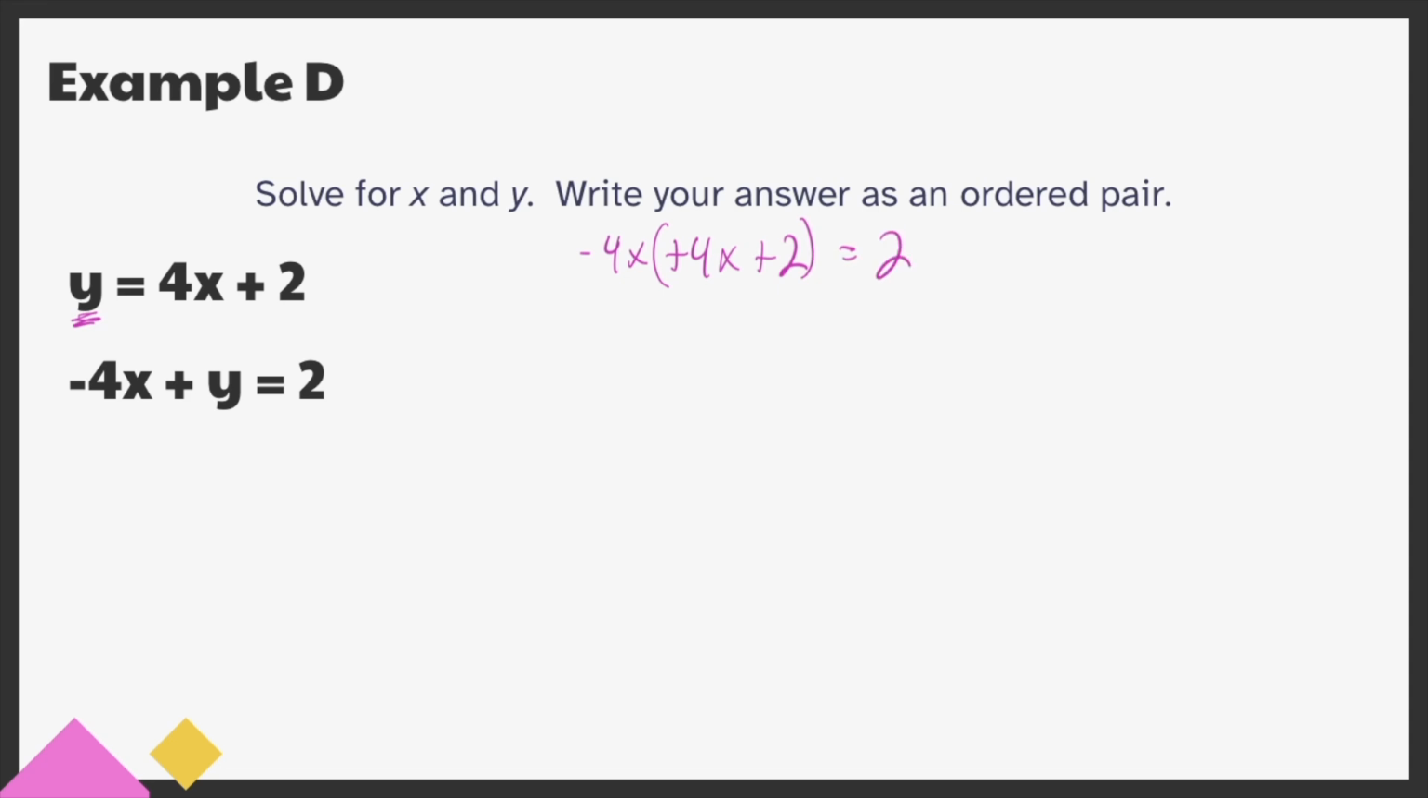All right, so good news is there's nothing to distribute here, so we can just go ahead and solve our equation. So we're going to combine our like terms. We've got negative 4x and positive 4x. That's going to give me 0. And so then I'm just left with 2 equals 2. That's great, because we know that 2 always does equal 2. So in this particular case, our answer is all real numbers.